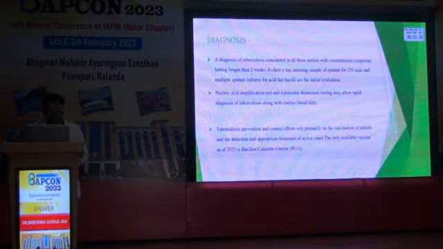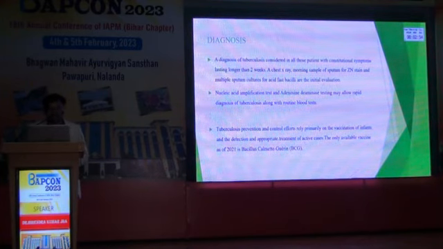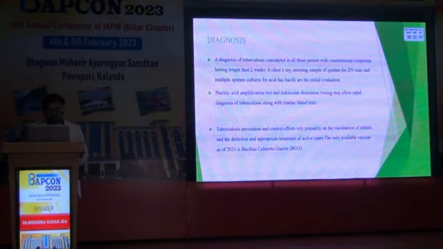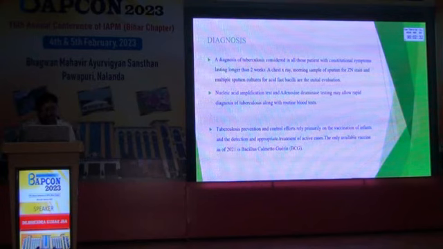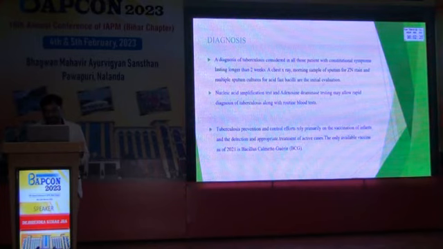Diagnosis: tuberculosis is suspected on the basis of constitutional symptoms lasting longer than 2 weeks. Chest X-ray, morning sputum sample for ZN stain, and multiple sputum sample cultures for acid-fast bacilli are done at the initial evaluation. Nucleic acid amplification test and adenosine deaminase testing may allow rapid diagnosis of tuberculosis along with routine blood tests. Tuberculosis prevention and control efforts rely primarily on the vaccination of infants and the detection and appropriate treatment of active cases. The only available vaccine is Bacillus Calmette-Guerin, BCG.